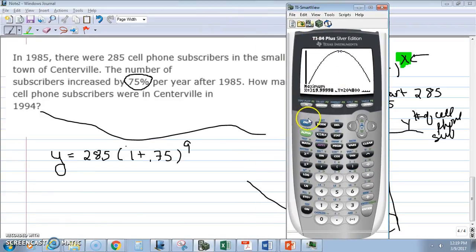okay? On the regular screen, if there had been an X here, we'd put it in Y equals and graph it. But we already know what X value you want, so all you have to do is 285, parenthesis, 1.75 to the power of 9. Oops, sorry guys. To the power of 9. Hit enter, and that should give you the correct answer. Fill in your complete sentence answer, and then justify that or explain how you came up with that.